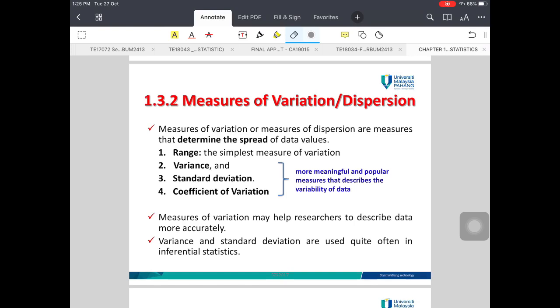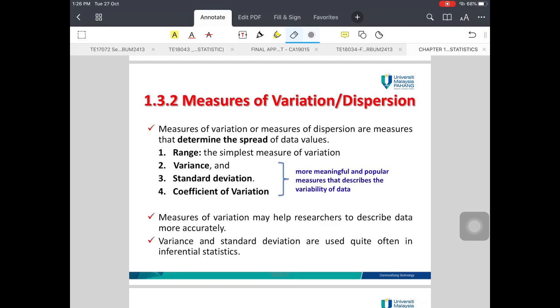Okay, we go to the second measure, which is measures of variation or measures of dispersion. These are measures that determine the spread of data values, which includes the range, variance, standard deviation, and the coefficient of variation. Alright. Okay, the variance, standard deviation, and coefficient are more meaningful and popular measures to describe the variability of the data.